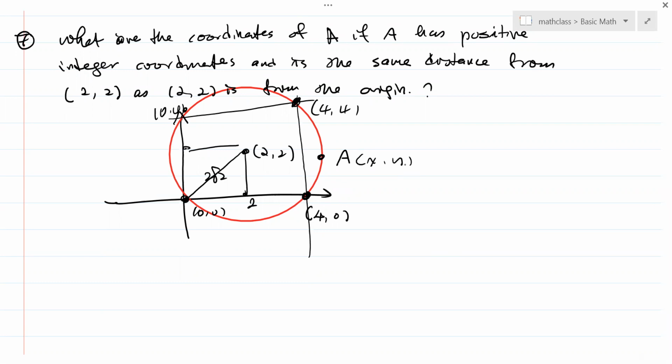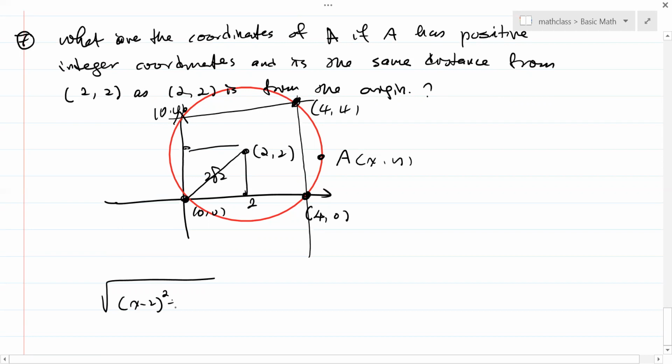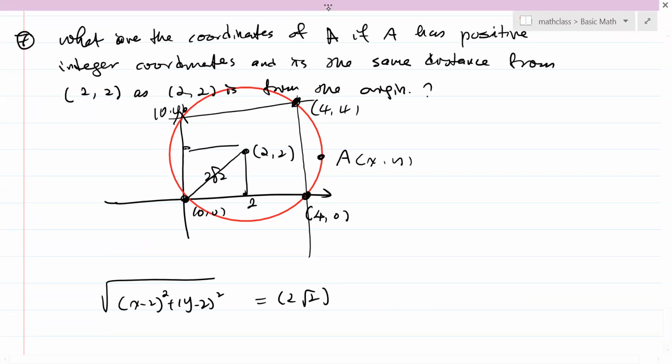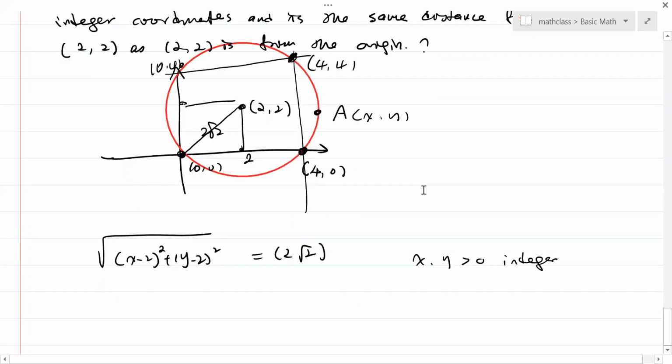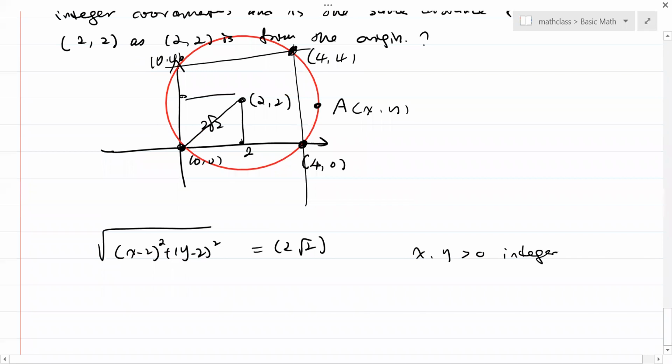Okay, so what is the distance formula? The distance formula between A and B, and we're supposed to get 2 square root 2. So that's going to be 8. Okay, no, this is a square root. All right, so we should have this, and then our conditions: x and y are positive integers. I want to see that there are no other solutions, right?